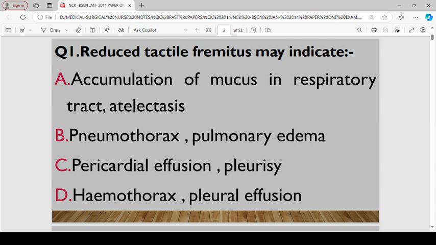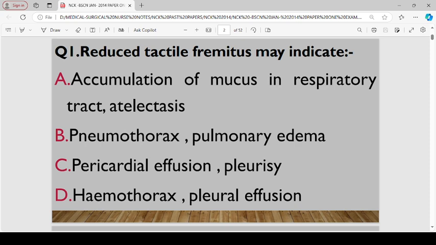effusion. Right, so here we are looking at something that can block or impede transmission of vibrations from the upper part of the respiratory system to the lower and to the body holistically. So we're supposed to look at what is able to reduce those vibrations, right?